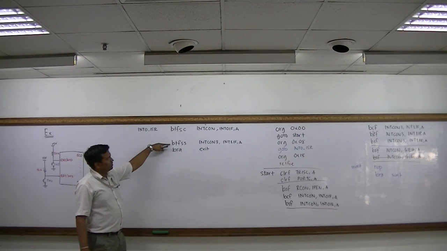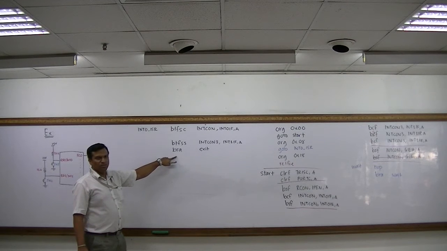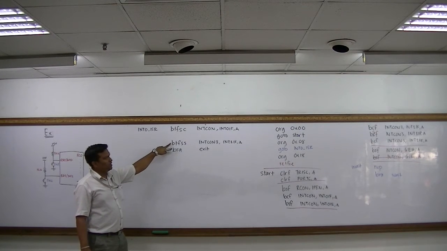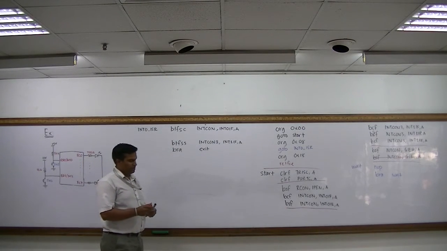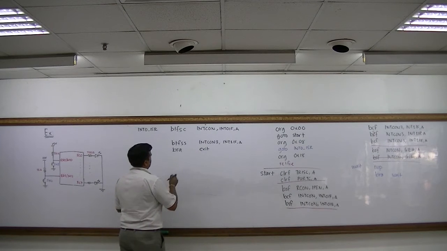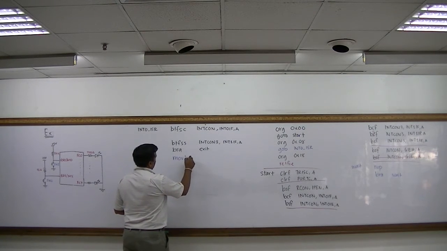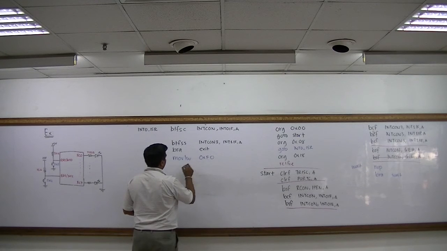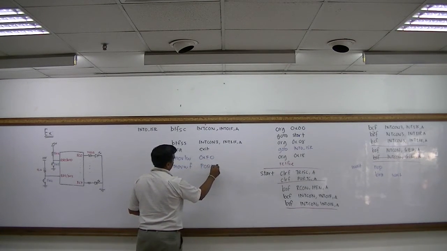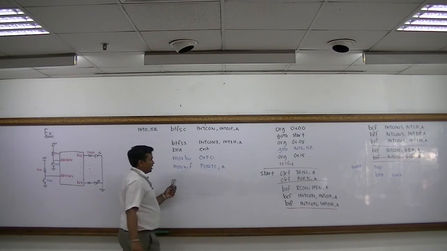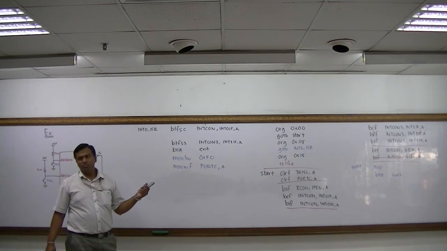This one, skip if set. That means if pressed, you skip. What is it supposed to do here? This is switch 1, right? Sorry, switch 2. Switch 2 pressed, what are you supposed to do? I enable, right? So move literal to W, F0, then W to INTCON. After you do this, what are you supposed to do?